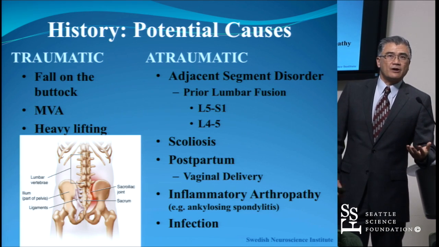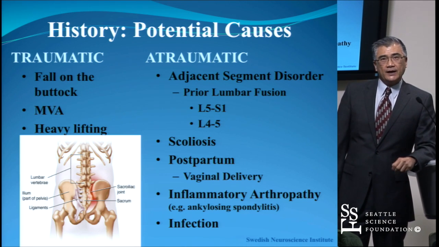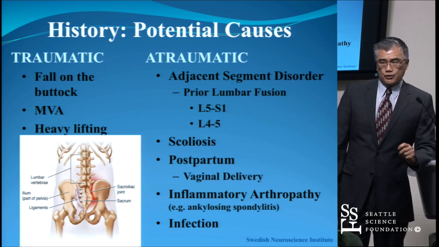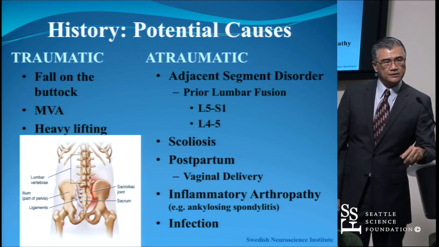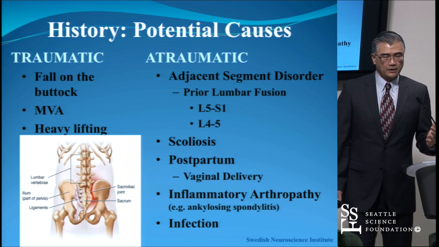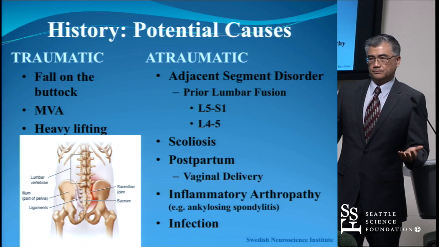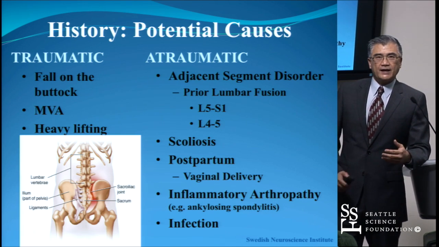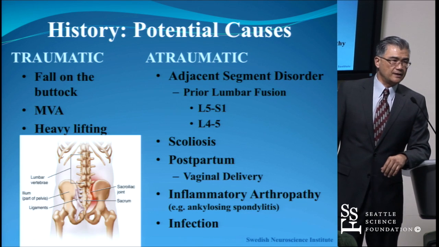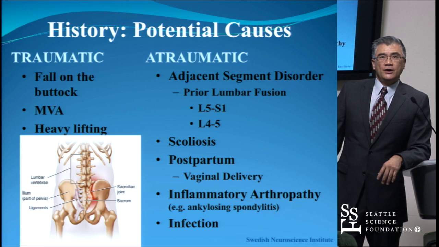There are also a lot of atraumatic reasons, and they found that the SI joint is also an adjacent joint. All the surgeons and spine specialists know that the adjacent level next to a fusion level can eventually become a problem. Adjacent level degeneration, we hear that all the time. The SI joint is also an adjacent level if someone has a lumbar sacral fusion.